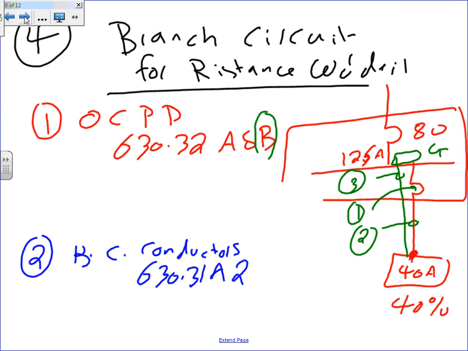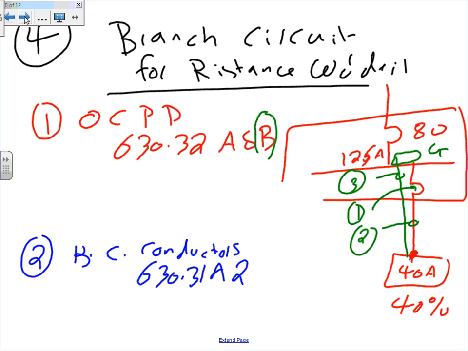So let's do the same thing for the resistance welder, and then we're done. The same application as my branch circuit sizing for an arc welder. It was 40 amps for the resistance welder. Now the same application, guys. The overcurrent protection device, 630.32 A and B, especially B. We're going to size the following, the same calculation.